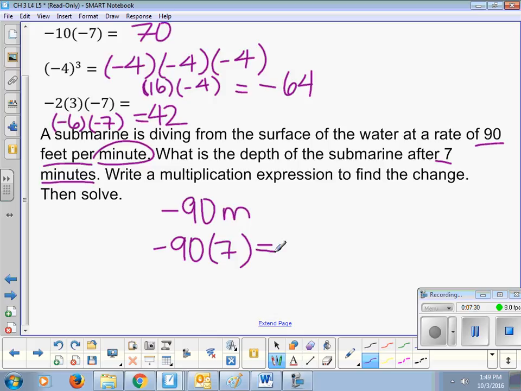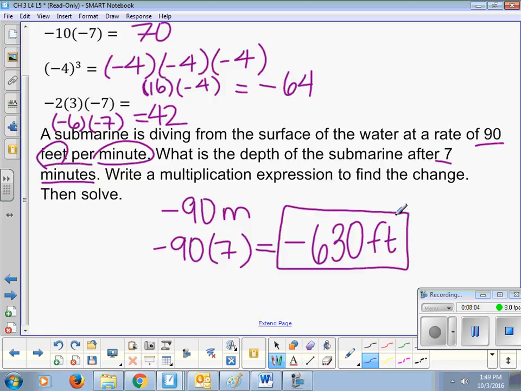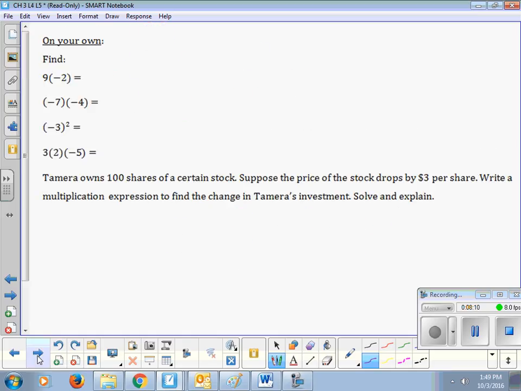Do we have the same sign or different signs? Different signs, so our answer is going to be negative. What is 9 times 7? 63, and we need to add in the 0. So we're going to get negative 630, and our units are feet. Okay, good, because your next step is to try the on your own examples.